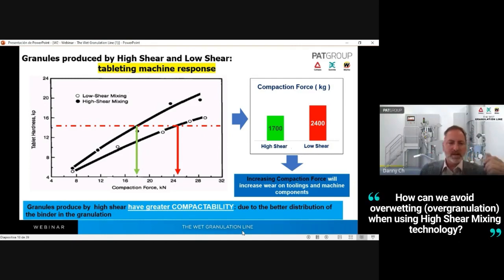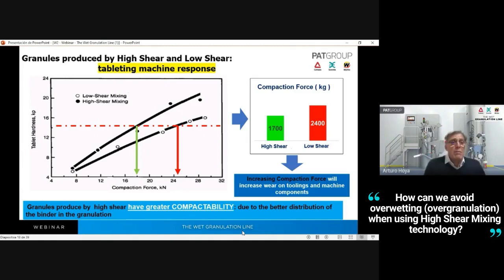Another question is, how can we avoid overwetting when using high shear mixing technology? Let me repeat. Yes, how can we avoid overwetting when using high shear mixing technology?